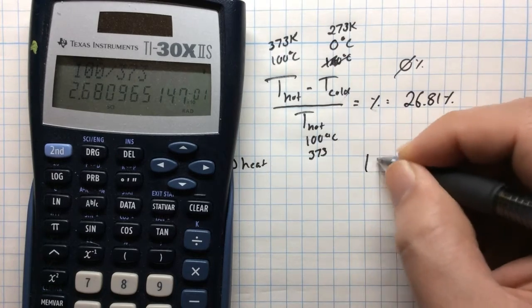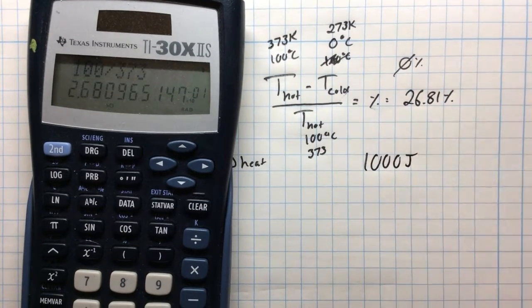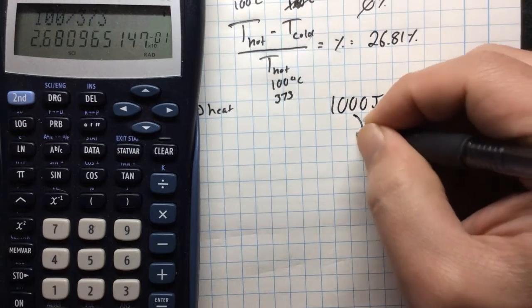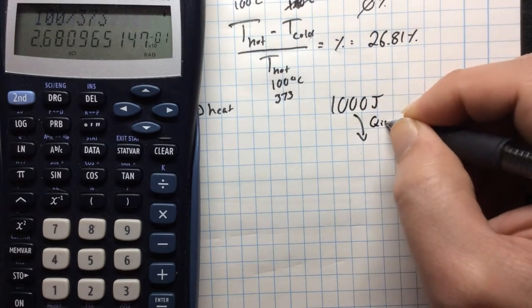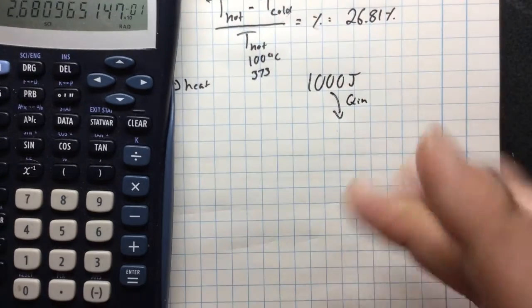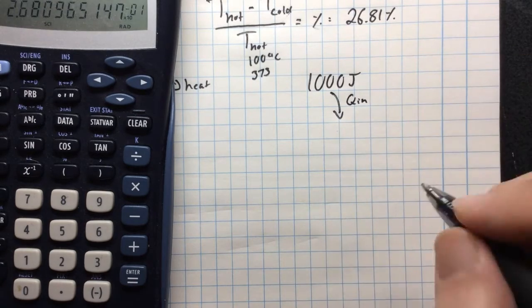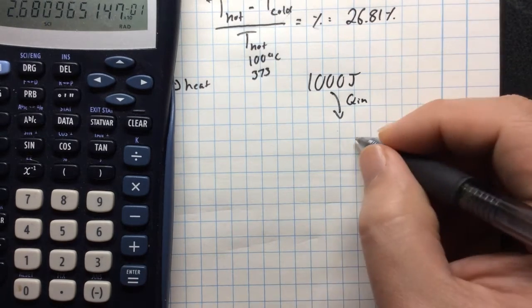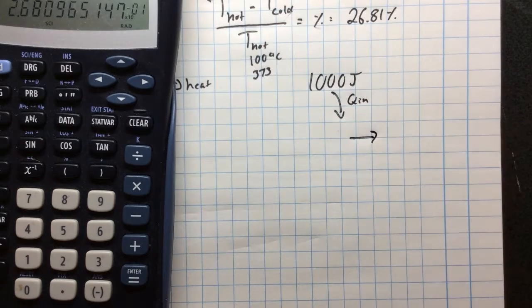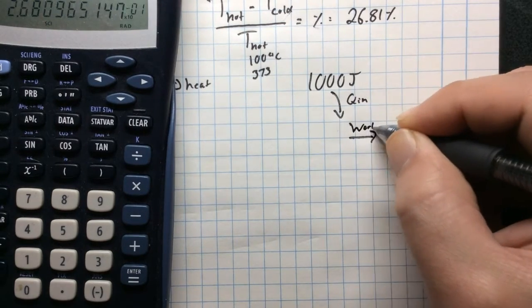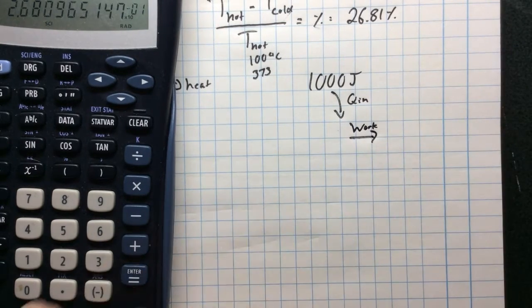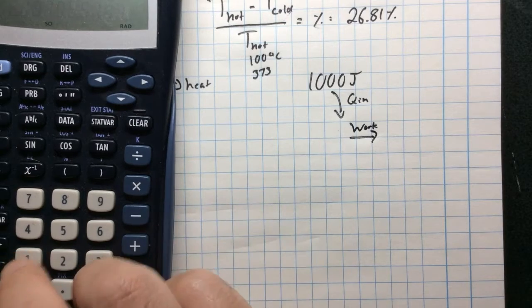we had 1,000 joules. So this is going to be our energy that we dump in. All right. 26.8% of that, we can turn into work. So work is going to come out of the system. It's going to be positive work for us, and that's times 1,000, right?